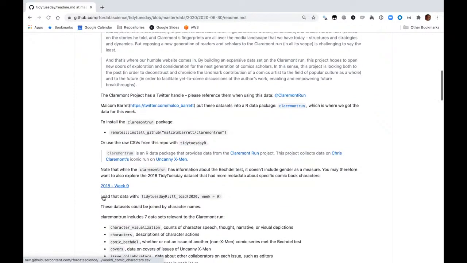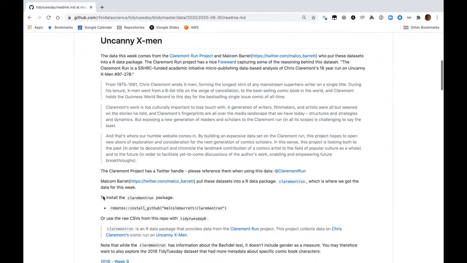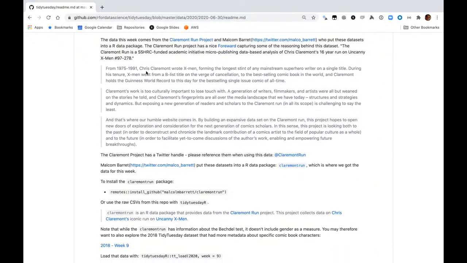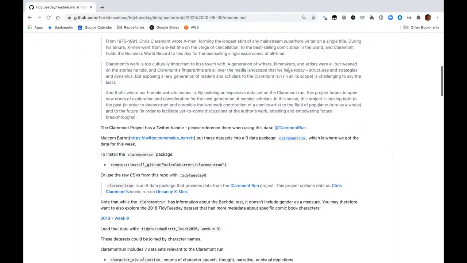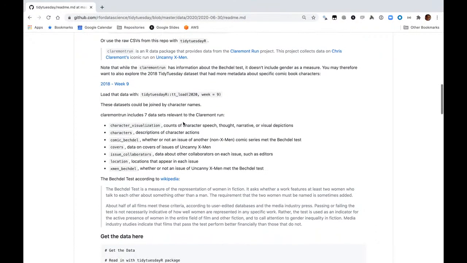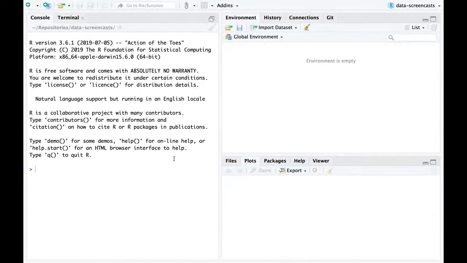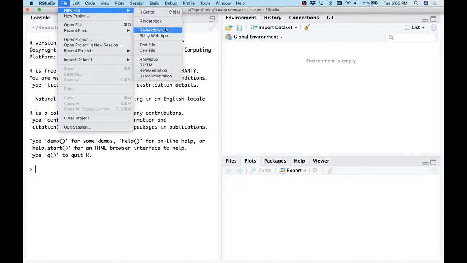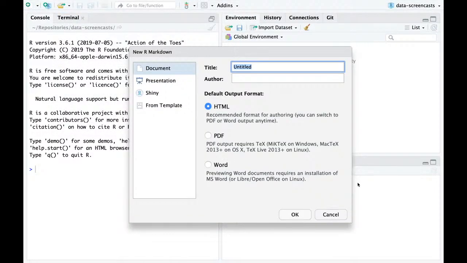But yeah, so here we go. We have the Claremont project on the longest stint of any mainstream superhero writer on a single title. So all right, I'm really interested. We're going to jump into the Tidy Tuesday data loaded with load 2020 week 9. This is going to be something on characters. Who's everyone's favorite X-Men? I've got a few. I think I like Wolverine a lot. I like Kitty Pryde, and I like Professor X.